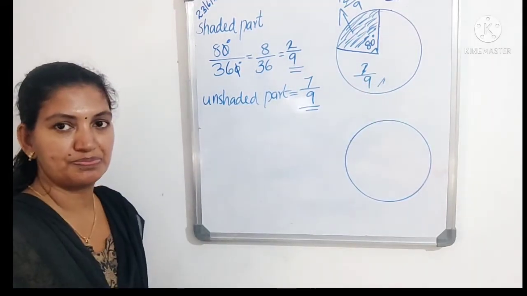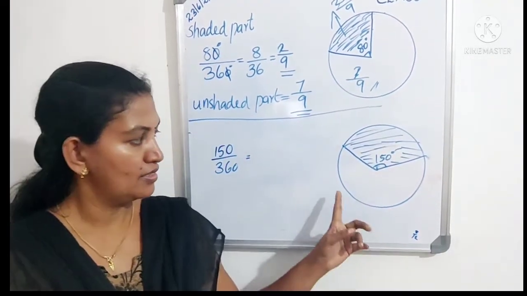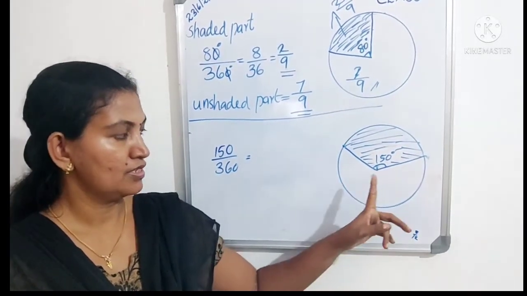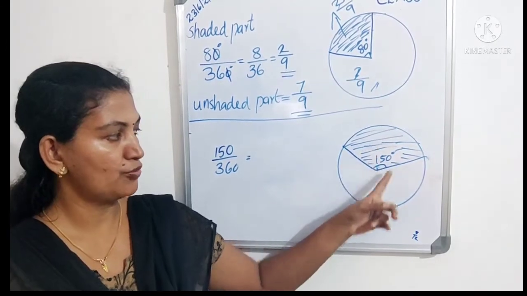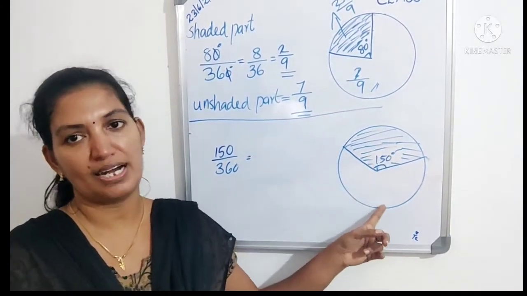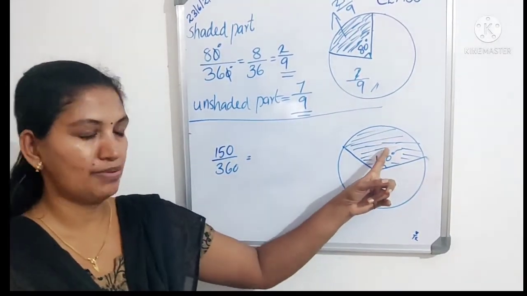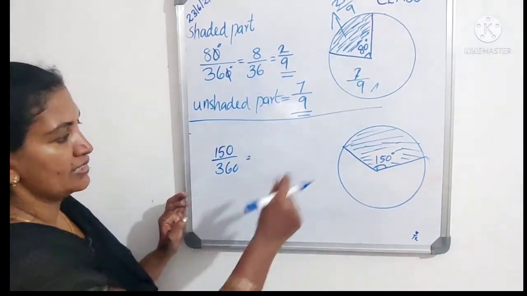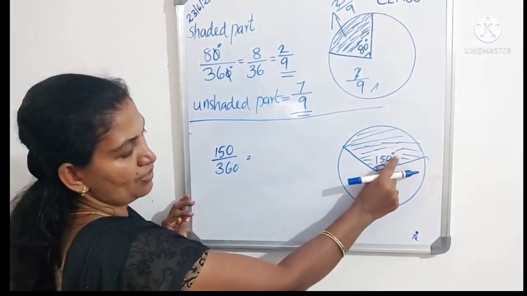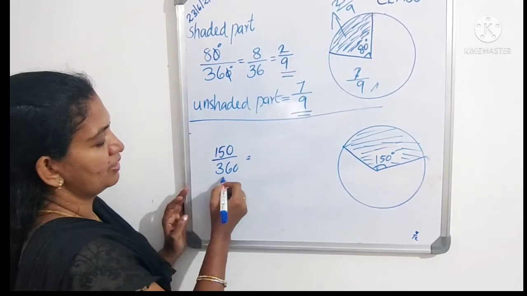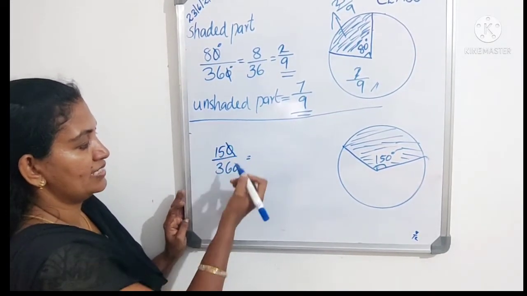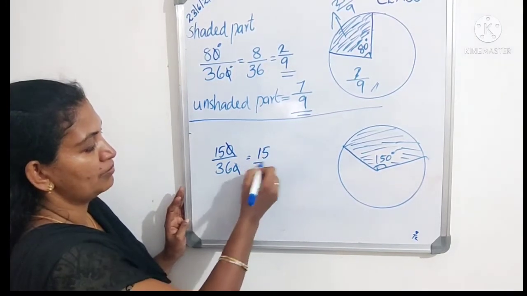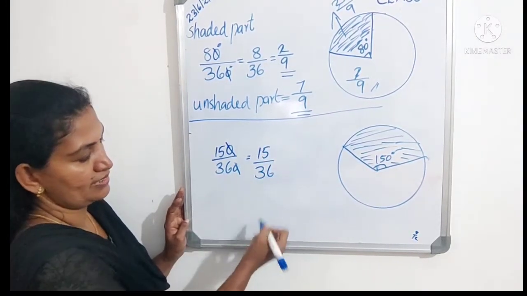Okay, all of you. Next question. This is the given figure. It is given that the one angle is 150 degree, and we have to find the fraction of shaded part and unshaded part. First we will find the fraction of shaded part. That is given that 150 degree. So 150 degree divided by 360. Then numerator and denominator 0, we can cancel. Then 15 divided by 36.